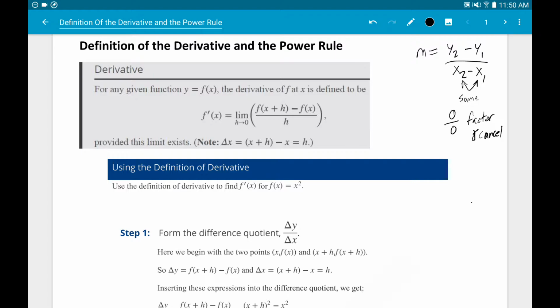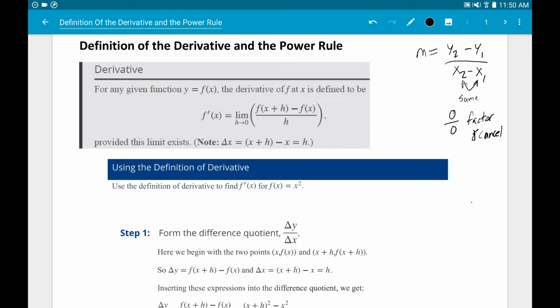All right, so look over here in the gray box. This is just out of the textbook, the limit definition of a derivative. For any given function y equal f of x, the derivative of f at x is defined to be f prime of x equal the limit as h approaches 0 of f of x plus h minus f of x, all over h.